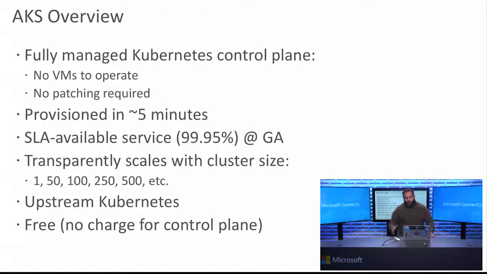So, a full overview. First, it is a fully managed Kubernetes control plane. That means the masters and the etcd, there are no VMs to operate and no patching required. So in essence, all you have to worry about is just your nodes and your workloads. It's provisioned in under about 5 minutes, and it's getting faster every day while we're still in preview. At GA, we'll have an SLA available, 99.95%. And we transparently scale the control plane based upon your cluster size. As you add worker nodes, we'll automatically manage the control plane process.